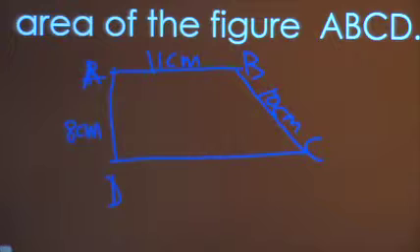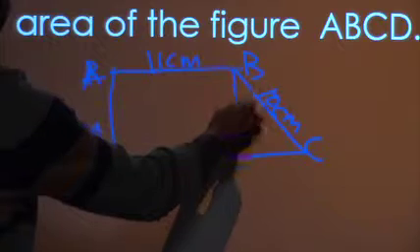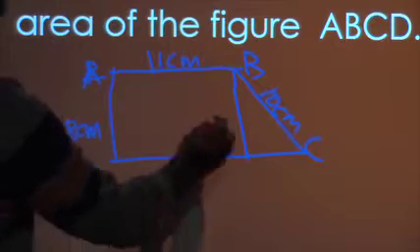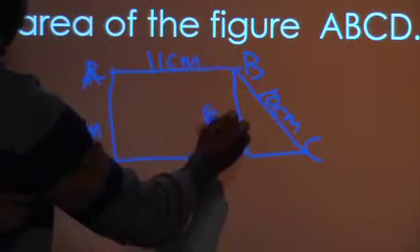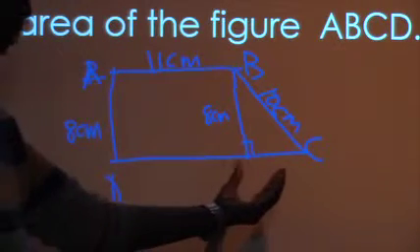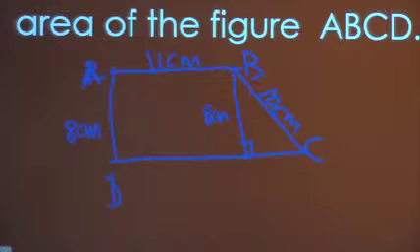Now, the figure looks like a trapezoid. Now, the problem is that, can we use the formula for the trapezoid to do this problem? Well, we could, if we did some work. So let's do something right here first. Let's draw a line right here. And that means this piece right here is going to be 8 centimeters. So it's going to be a right triangle right here.